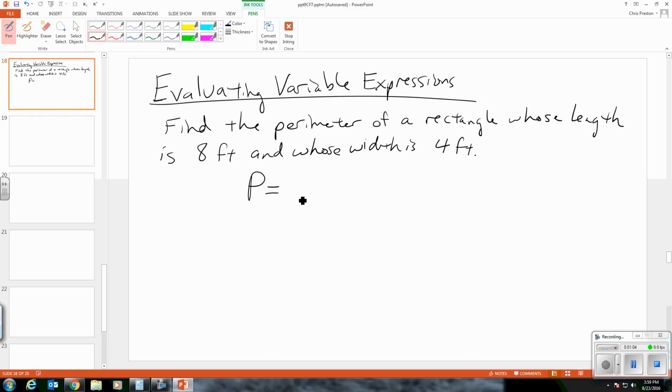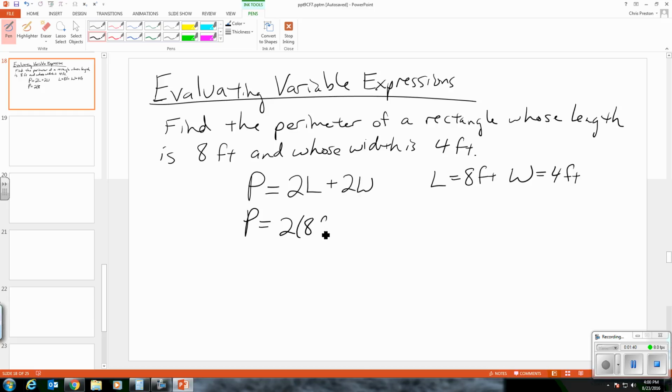we were given a formula for calculating perimeter of a rectangle, and that was you take 2 times the length and 2 times the width, and then you find the sum of those. So remember, perimeter is just how far is it all the way around. So evaluating a variable expression, what that means is you're given some values for some variables. In this case, I'm told the length is 8 feet and the width is 4 feet. And you're going to replace the variables in the expression with those values.